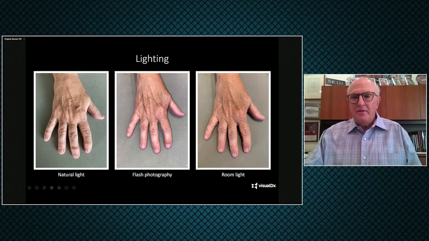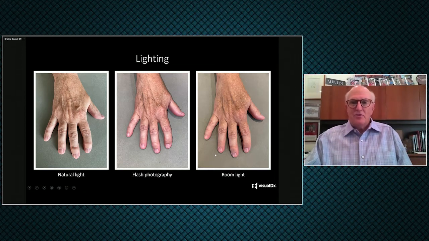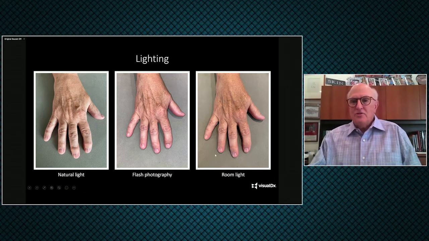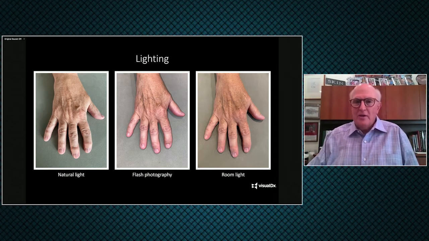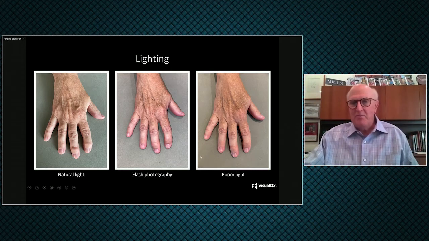So these images, this one's with natural light, this one's with flash photography, and this one is with room light. Apparently they're all taken with a similar background. You can see that there's differences between the background, the shadowing. I personally like this one on the right. Others may vary. Anybody who wants to chime in, please chime in.